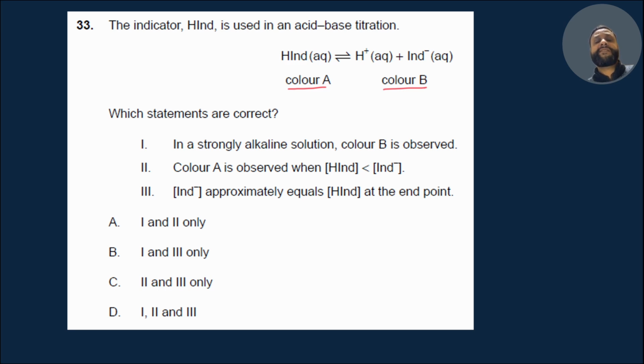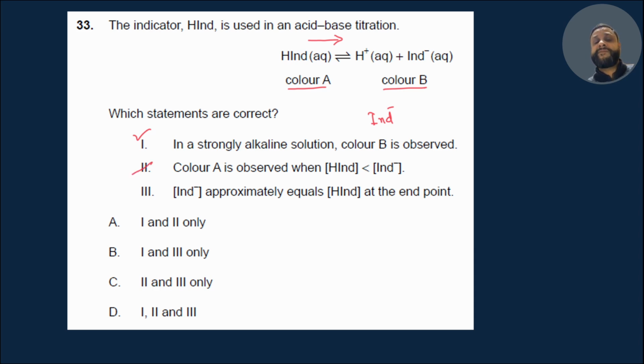That statement is correct because the equilibrium will shift to the right and the Ind minus concentration will be bigger, hence we will observe color B. So the first statement is right. Statement number 2: color A is observed when the HInd molar concentration is smaller than the Ind minus molar concentration? No, that statement is wrong.